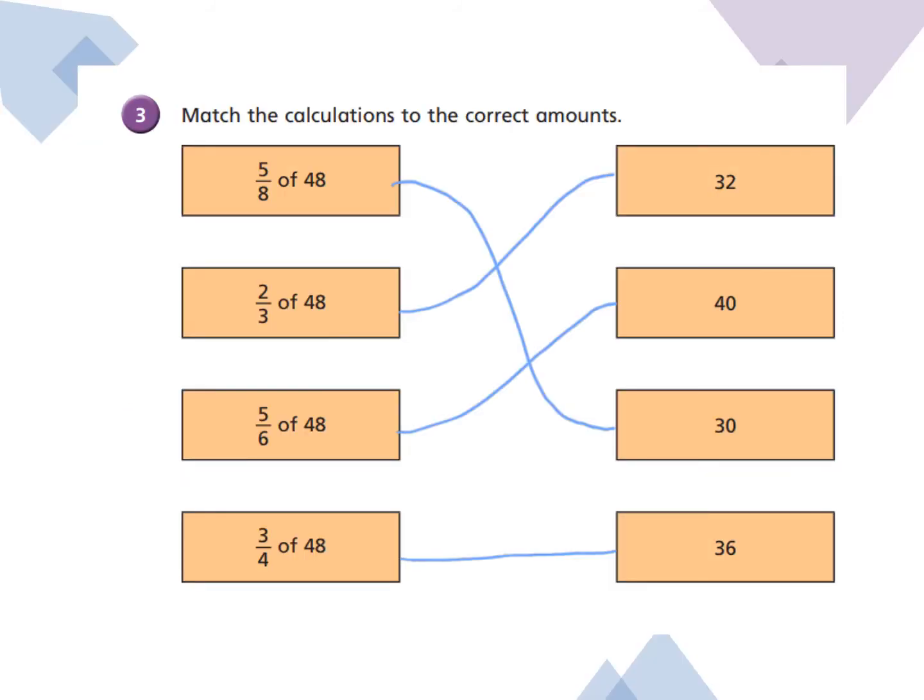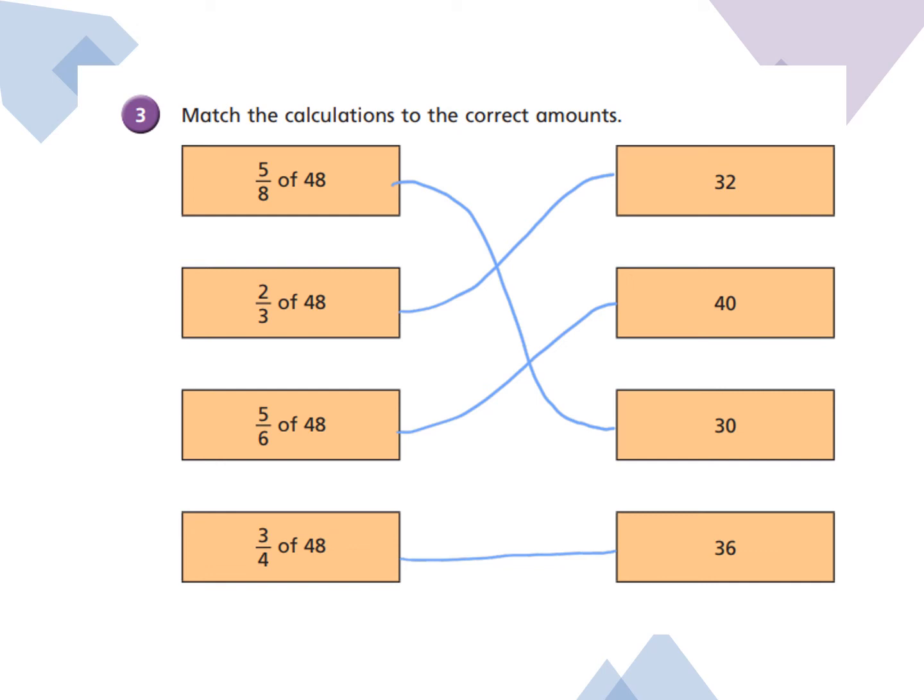And here you can see the answers very clearly, okay? So 5/8 of 48. 1/8 of 48 is 6. 5 lots of 6 would equal 30. So 5/8 of 48 is 30. 2/3 of 48, okay? So you find 1/3 of 48, which is 16. You double it, and that equals 32. 5/6 of 48. Well, 1/6 of 48 is 8. And 5 lots of 8 are 40.